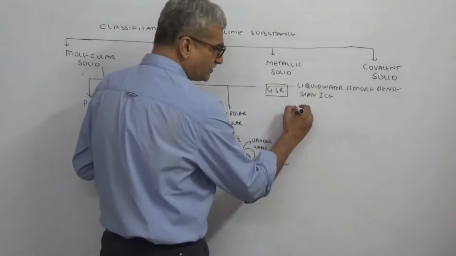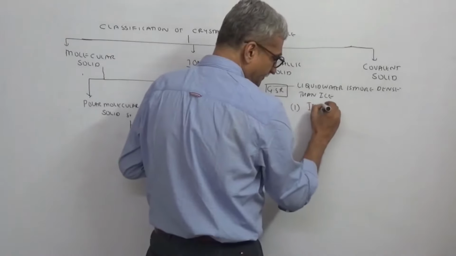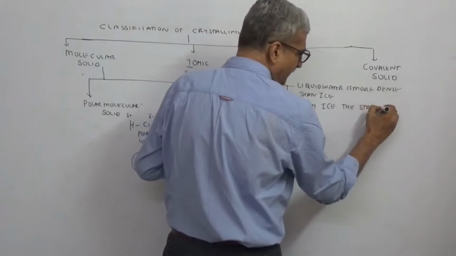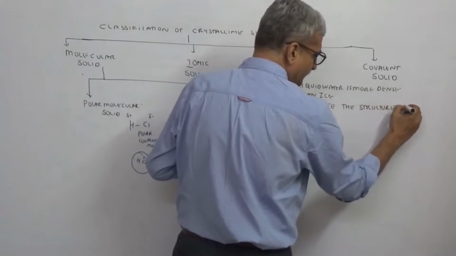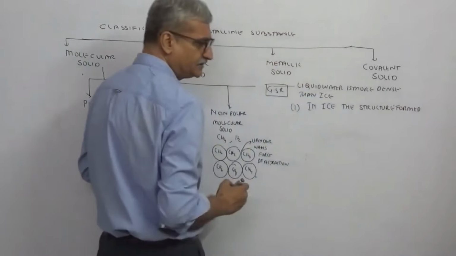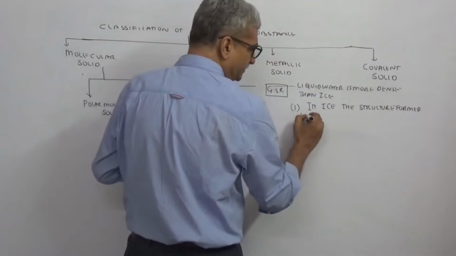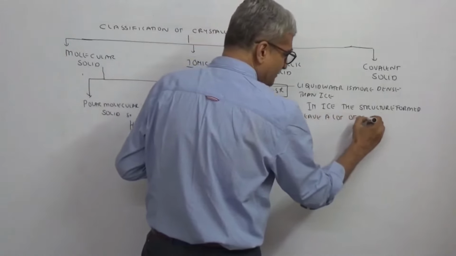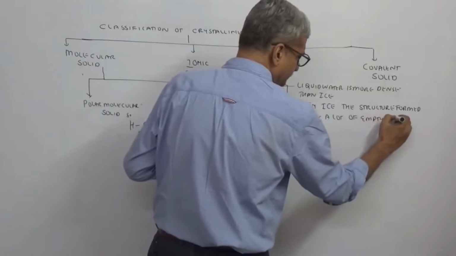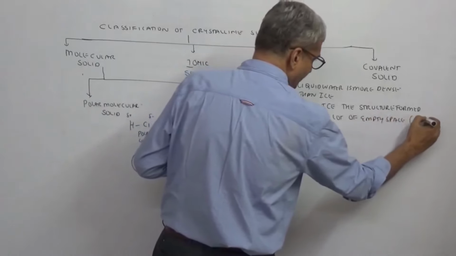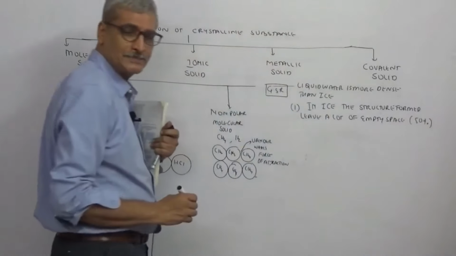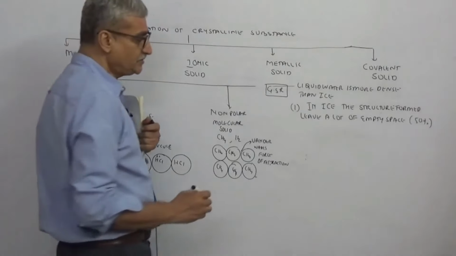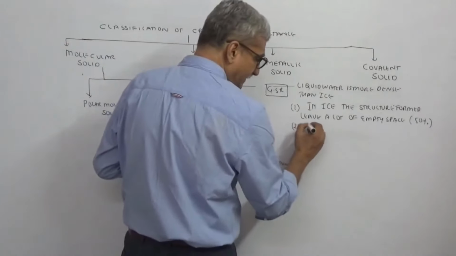So only 2 points you have to say. In ice, the structure formed, which structure? The tetrahedral structure. The structure formed leaves a lot of empty space, which is according to the textbook nearly 50%. Okay. So for melting of ice, what do we have to do? We have to increase the temperature. So the second point is that it answers the question.